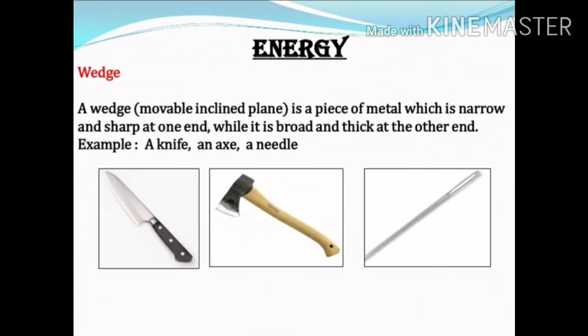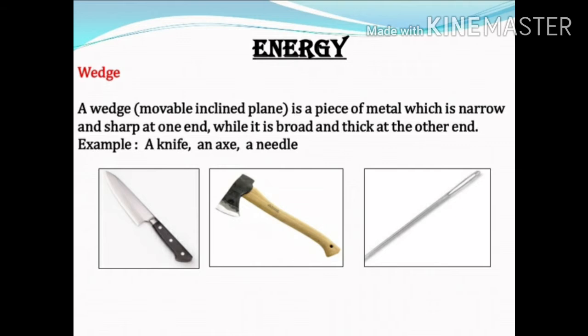Now, wedge. A wedge is similar to a pair of inclined planes. In other words, it is an application of the inclined plane that moves. That is, a wedge is a piece of metal which is narrow and sharp at one end, while it is broad and thick at the other end. A wedge consists of two inclined planes put together in the shape of V.